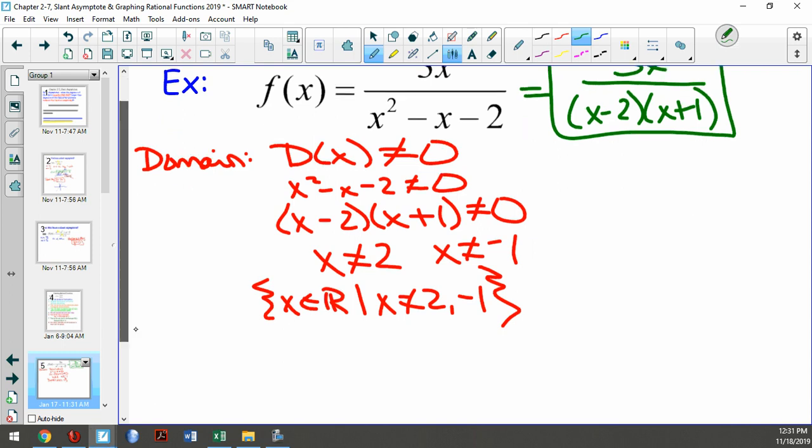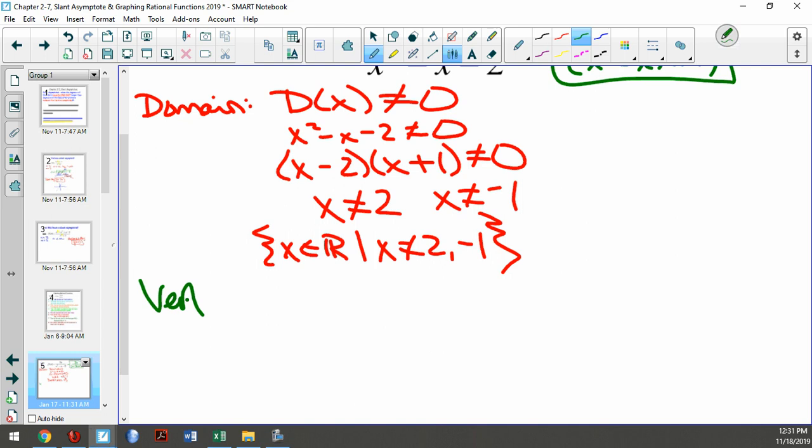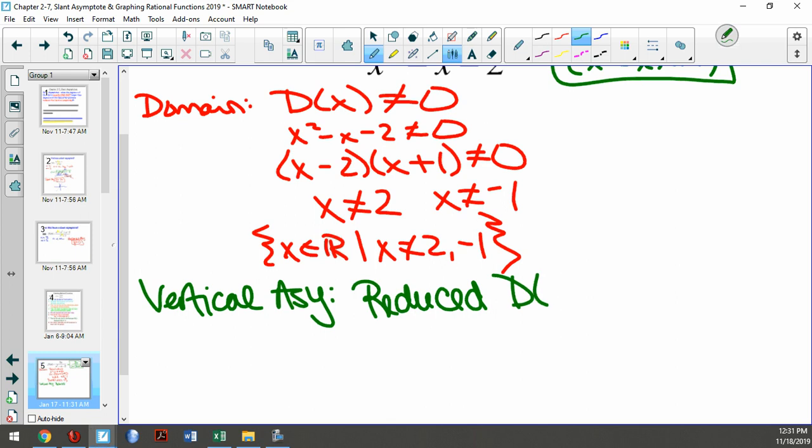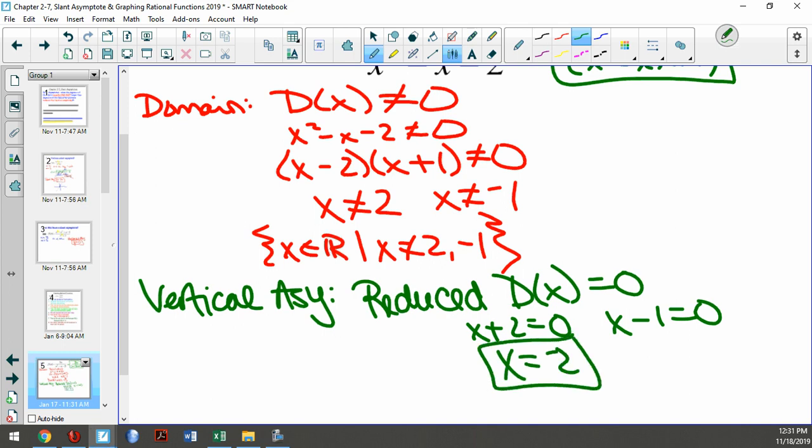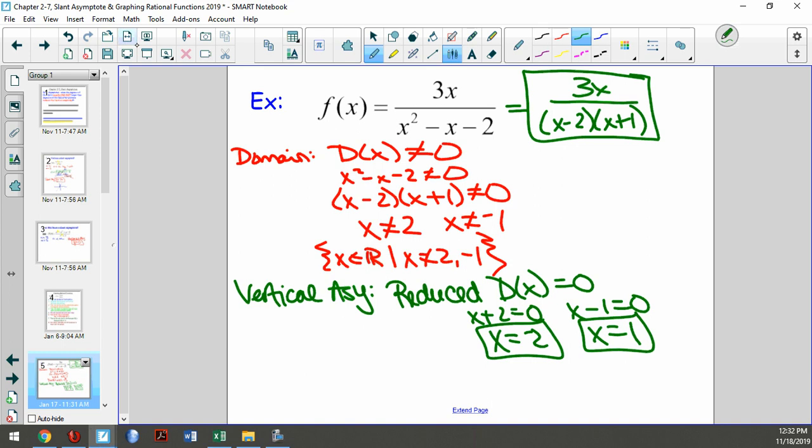So my vertical asymptotes come from the reduced f of x, or the reduced d of x, setting them equal to 0. So x plus 2 is equal to 0, and x minus 1 is equal to 0. So my vertical asymptote is that x equals negative 2, and x equals positive 1. Do we understand what I've done so far? The domain and the vertical asymptotes.